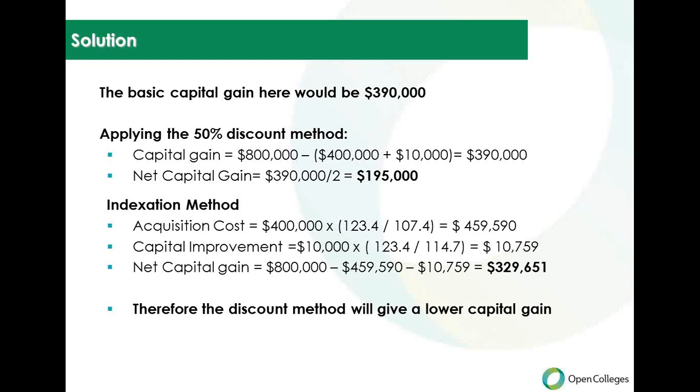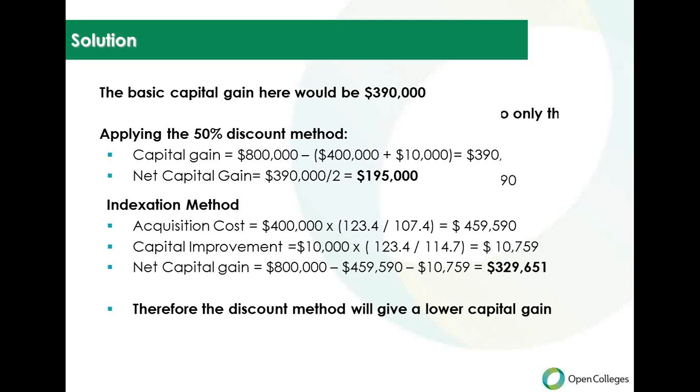So you can see there the acquisition cost indexed is 459,590, and the capital improvement uses a different rate and it grosses up to 10,759. The net capital gain is 800,000 minus that 459,590 minus that 10,759 to give you a gain of 329,651. So in this example, the discount method clearly gives a lower capital gain.